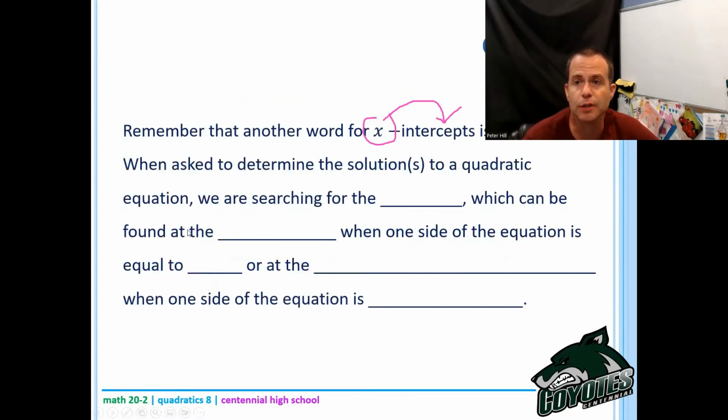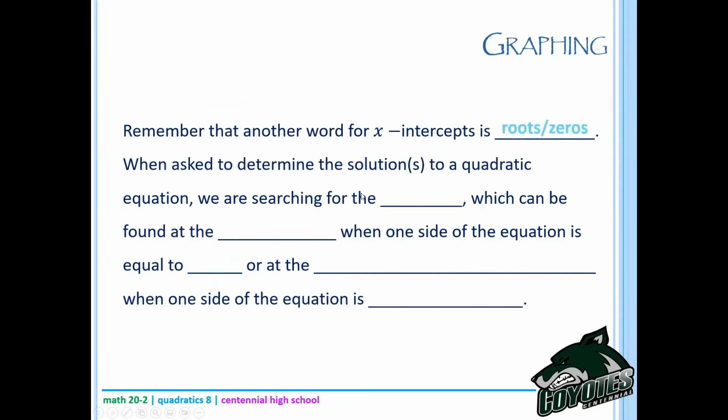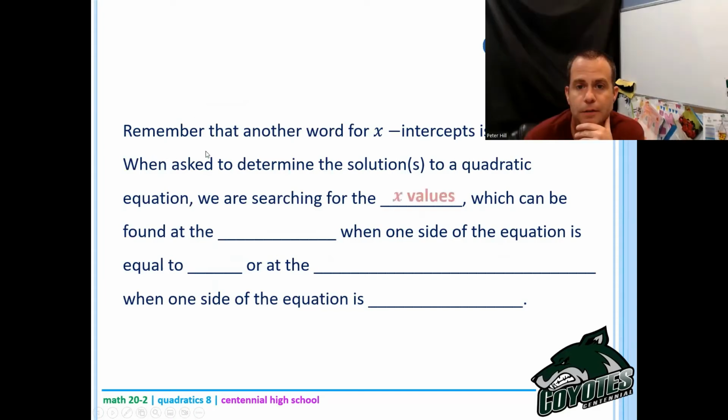All right, so let's summarize a couple things there. I'm just going to remove that ink, and I'm going to remove my head for a quick sec. Remember that another word for x-intercepts is roots or zeros. Okay, roots or zeros. When asked to determine, my head was in the way of the word, sorry. My head is in the recording, my head is always in the top right-hand corner, but I actually have to move my head around during the recording.